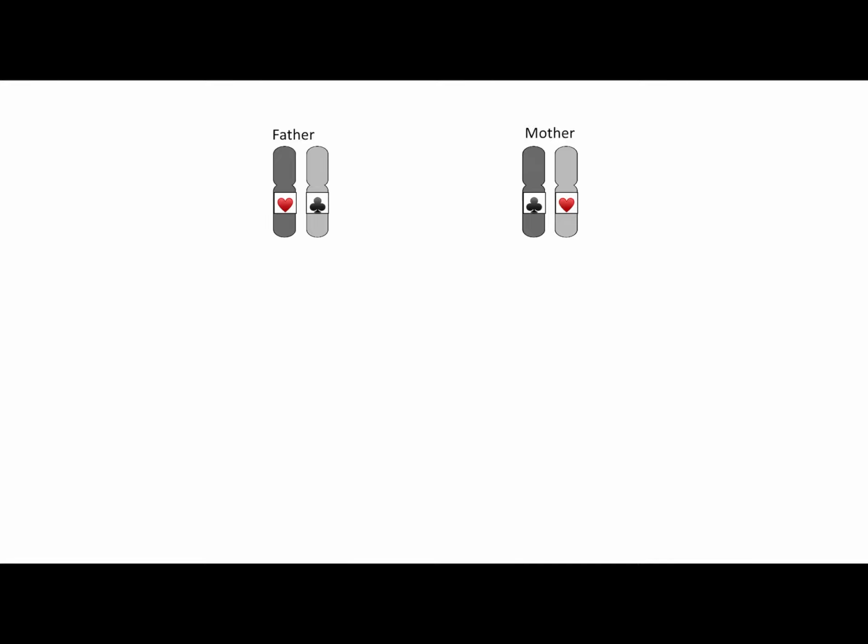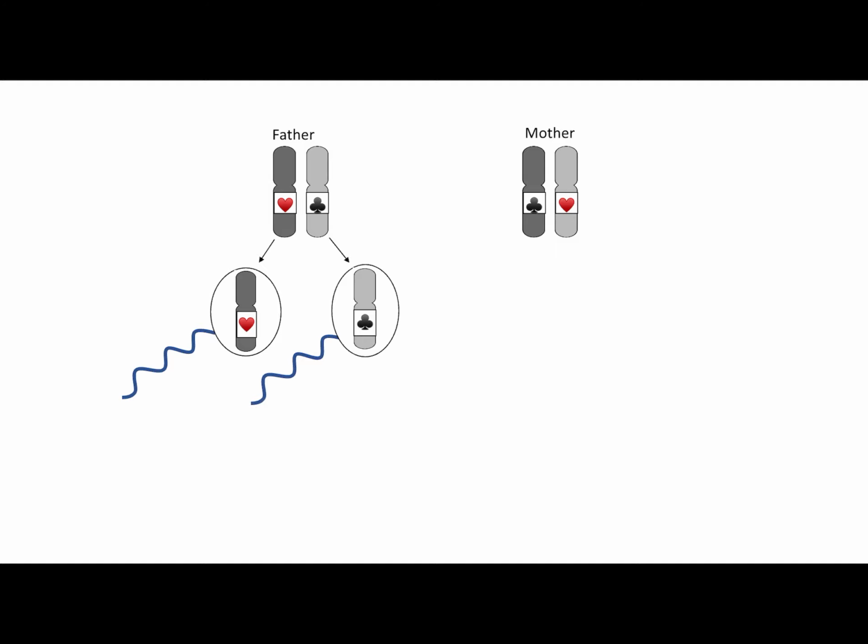Okay, so let's say we have a mother and a father, and they both have this genotype, which is hearts clubs. That's the genes that they have. I don't care what the phenotype is right now. We're just looking at the genotype, what it is that they possess, and then more importantly, what kind of gametes they form. So a father who has hearts and clubs will have half of his sperm that contain the heart allele and half that contain the club allele. Same thing we can say about the mother. Half of her eggs will contain the allele for clubs, half will contain it for hearts.